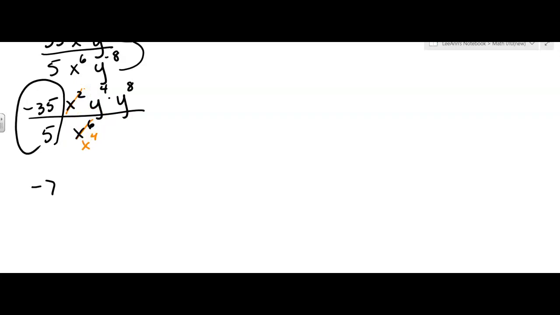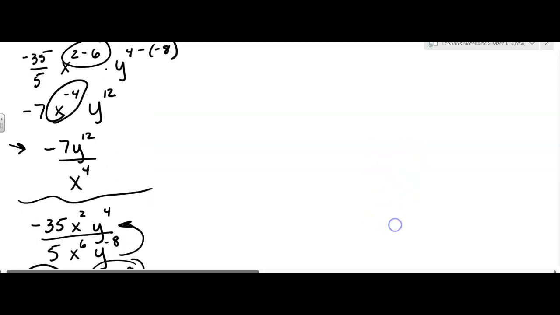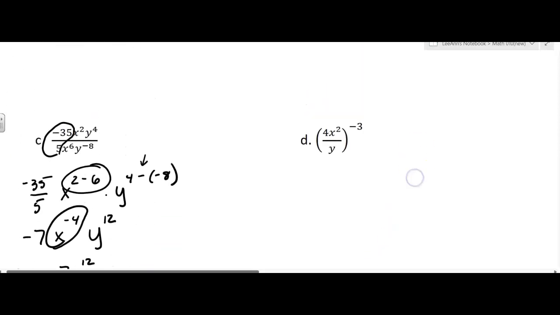And then up here, I can think about combining those. Well, that's going to be y to the 12th. And then it's over that x to the 4th in the bottom. So sometimes I like to do them that way. It's up to you. You just have to be able to do it right. A lot of these problems, there's more than one way to do them.